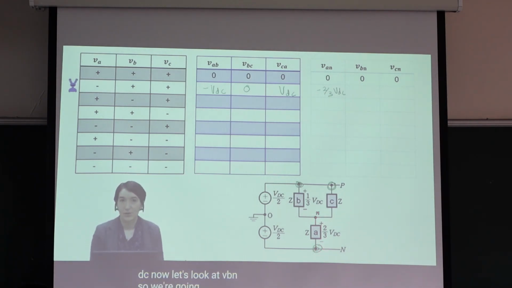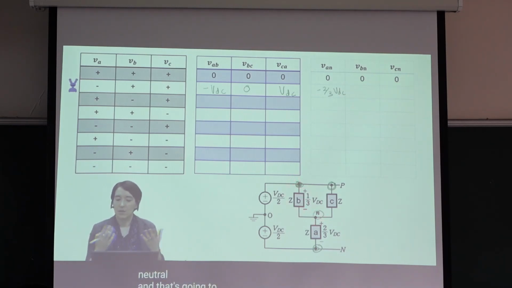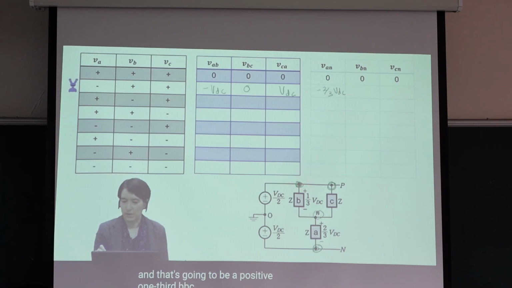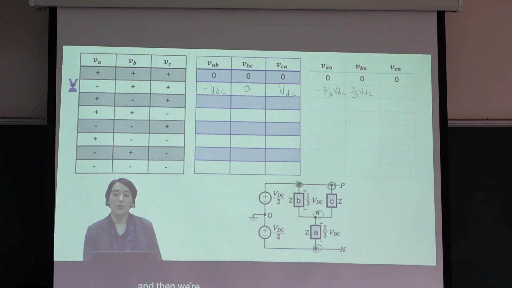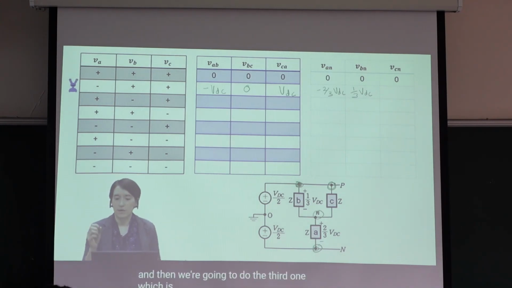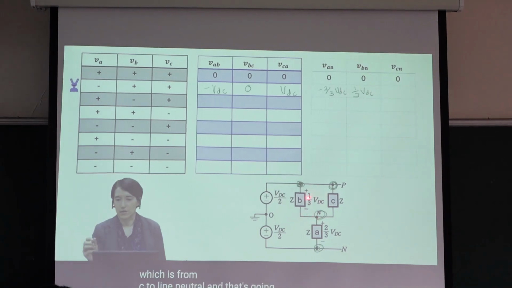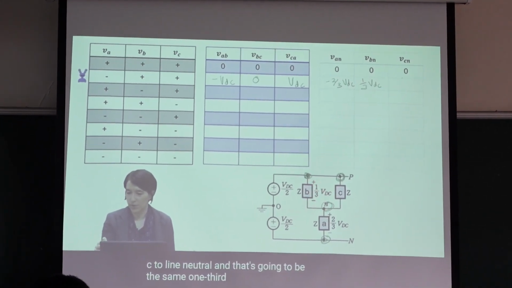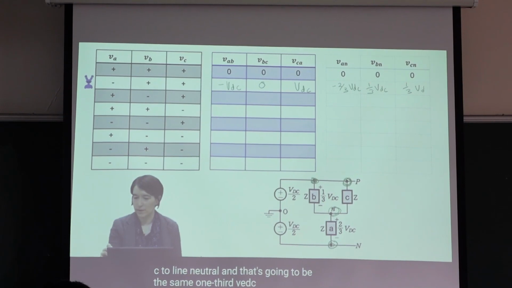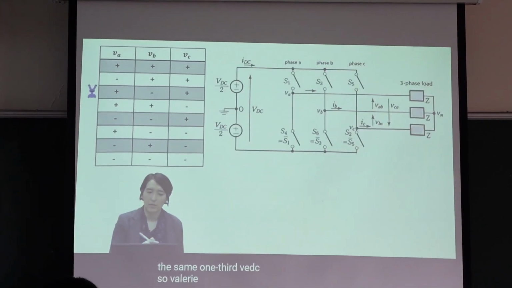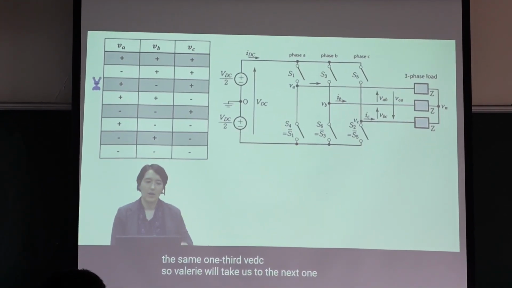Let's look at the third one, VBN. So we're going from B to N, the line neutral. That's going to be a positive 1/3 VDC. And then we're going to do the third one, which is from C to N, line neutral, and that's going to be positive 1/3 VDC.